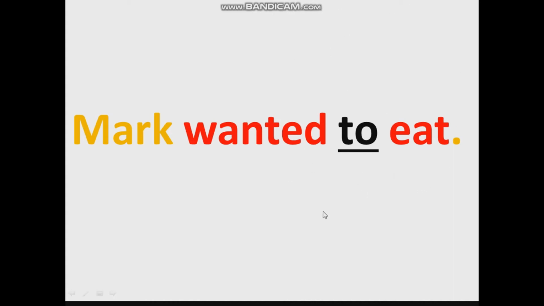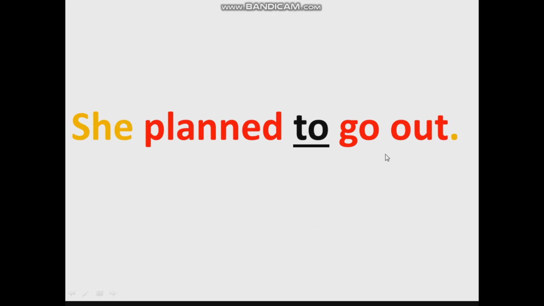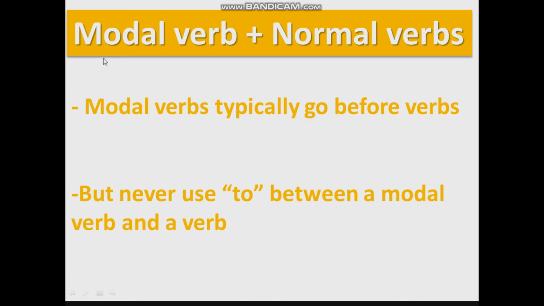Wanted to eat. She planned to go out. Planned is a normal verb. Go out is a normal verb. We use to separate the normal verbs. Planned to go out. Now, for modal verbs and normal verb combinations, modal verbs typically go before verbs.